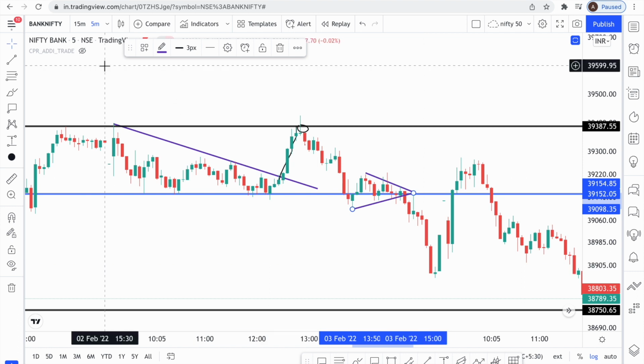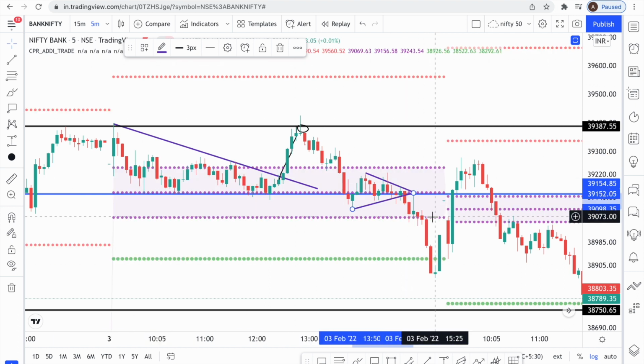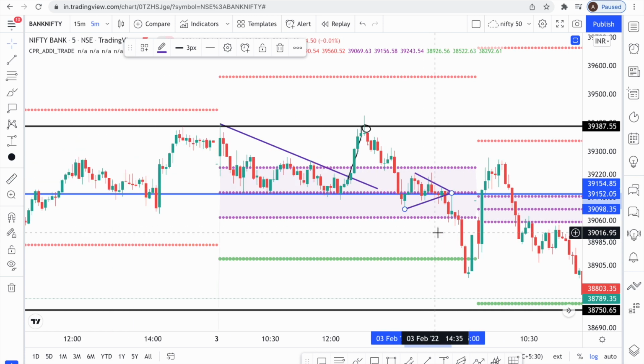Obviously this selling was a little risky because after 3 on expiry it's quite risky, right? Any other normal day we can take it. The moment the CPR leaves, I would have taken a short with the CPR itself as the stop loss.